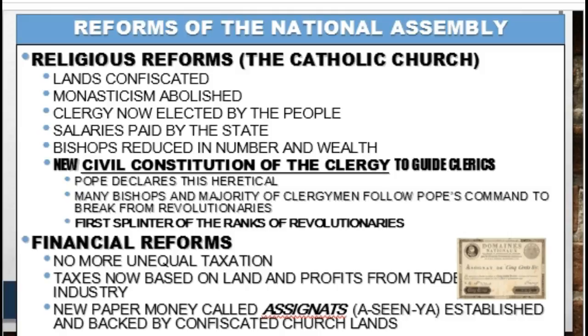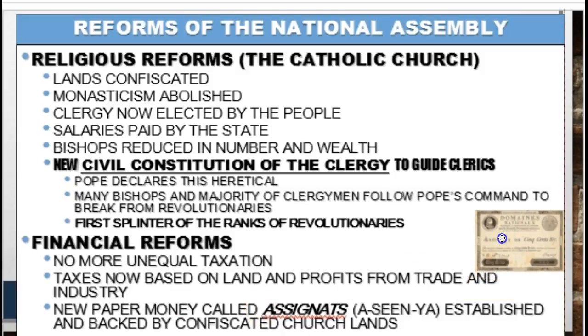Now, back to what I talked about, financial reform. All right, we said that there was no unequal taxation. Taxes were now based on land and profits from trade and industry. Now, there was also something important called the assignat. All right, new paper money, new paper currency established. What did they back it by? Former church property was used to guarantee the value of this paper currency. So church land was being sold to pay off the national debt. This was part of their reform, and a lot of it was actually purchased by the peasants.